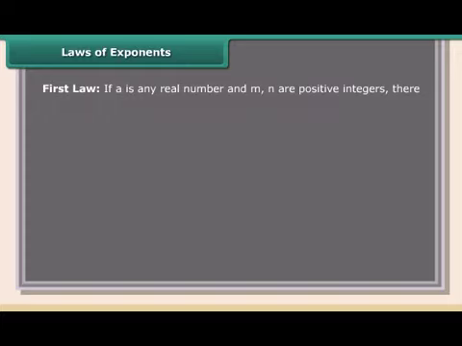Laws of exponents. First law. If a is any real number, and m, n are positive integers, then a^m × a^n = a^(m+n). 5^4 × 5^2 = 5^(4+2) = 5^6.